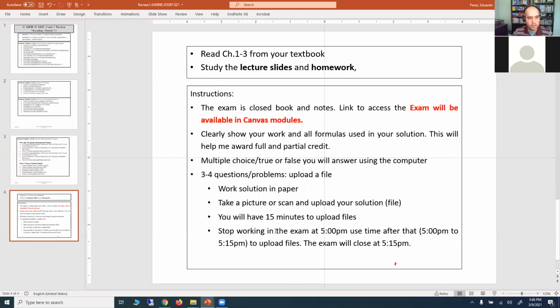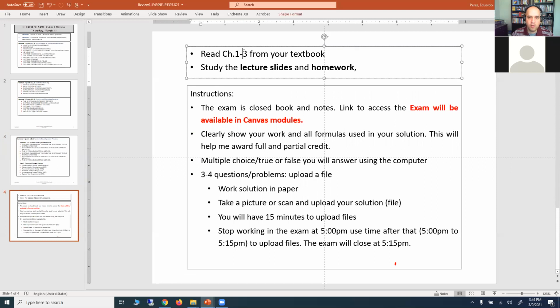In terms of how to study for your exam, you can read chapters 1 through 4 from your textbook, and that will give you additional depth. It's going to go deeper in terms of the concepts that we talk about in class. But if you study the lecture slides and the homework and the labs that we did in class, you should do very well in this exam.